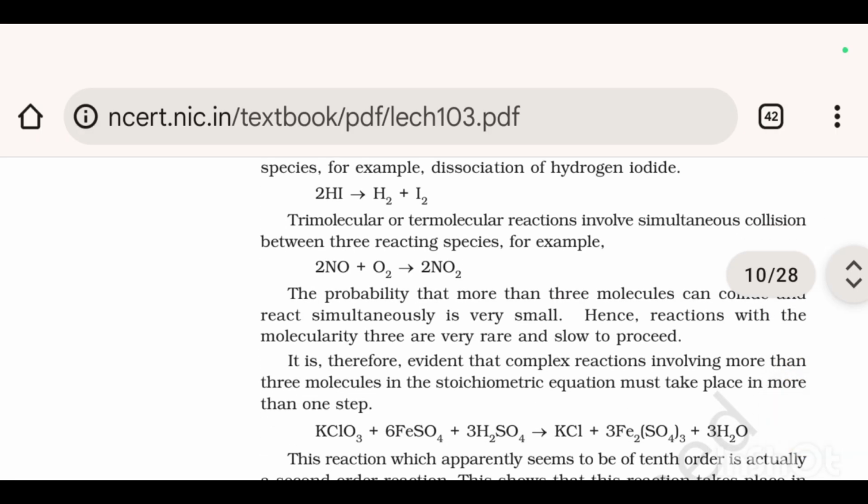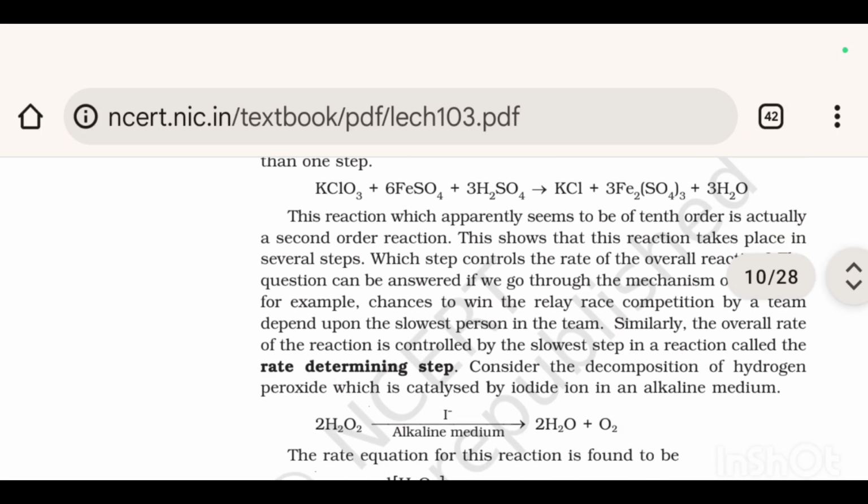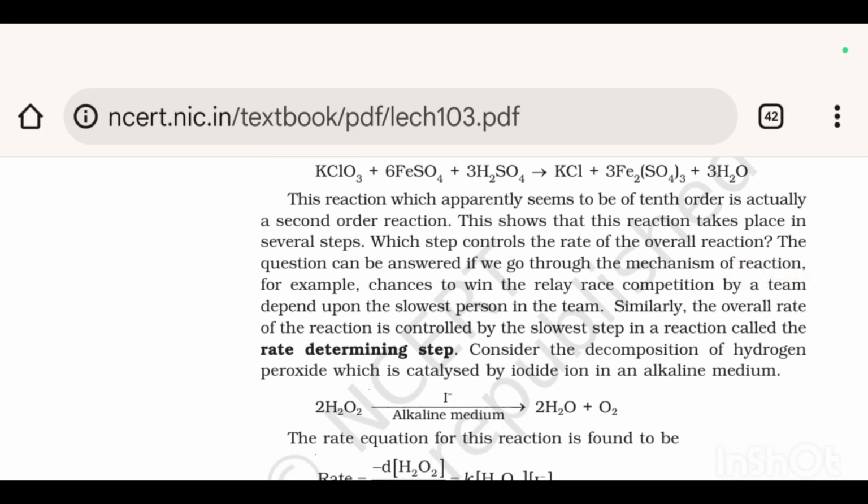The probability that more than 3 molecules can collide and react simultaneously is very small. Hence, reactions with the molecularity 3 are very rare and slow to proceed. It is therefore evident that complex reactions involving more than 3 molecules in the stoichiometric equation must take place in more than one step. This reaction, which apparently seems to be of 10th order, is actually a second order reaction.